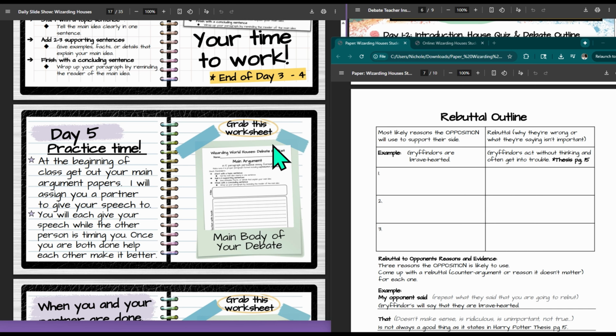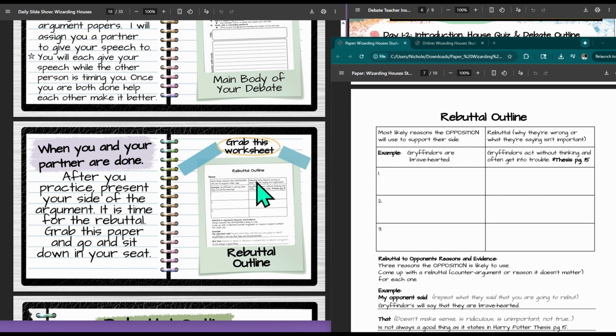Sometimes we go outside, which is really fun. And then we come back in, and I will have matched them up with who is against which person. Then we grab out the rebuttal after they practice, and we go for that. So right here is my rebuttal outline.